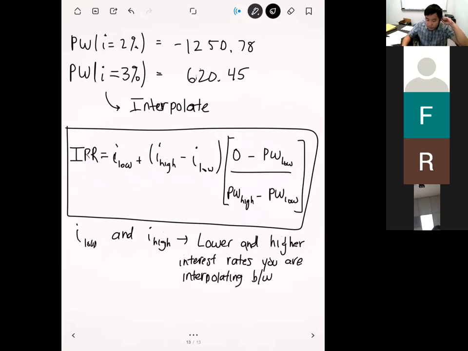Okay. And so for this case, our lower interest rate here is 2%. And so for I low, we're going to plug in 2. And then for our I high, our high interest rate here is 3%. Okay. And so that's pretty straightforward.